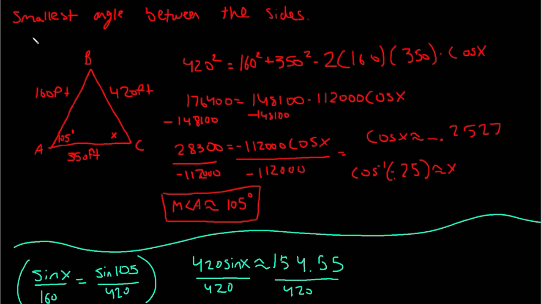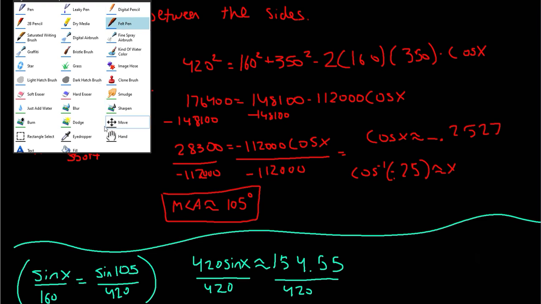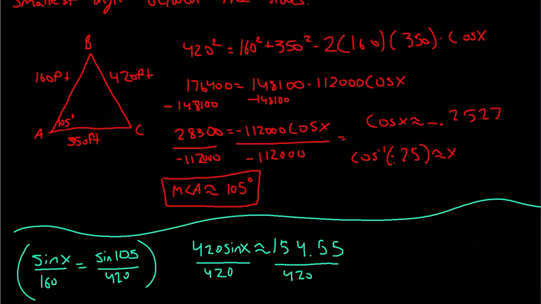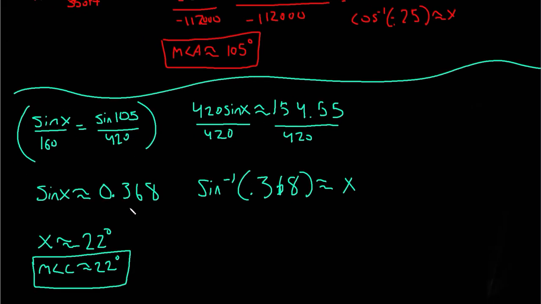So we're going to erase that like we did last time. Let's make this a little fatter. Paint pen. Then we're going to have our blue. We got our 22 degrees here.